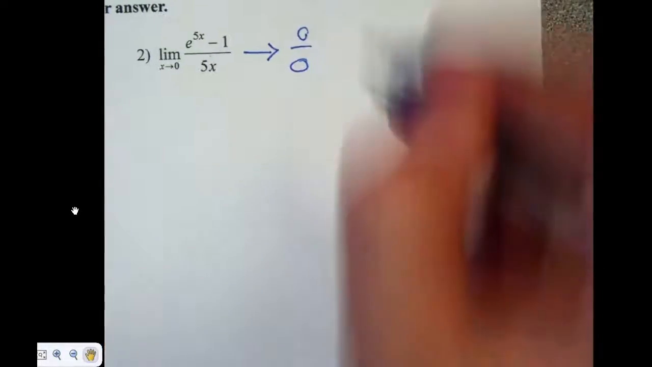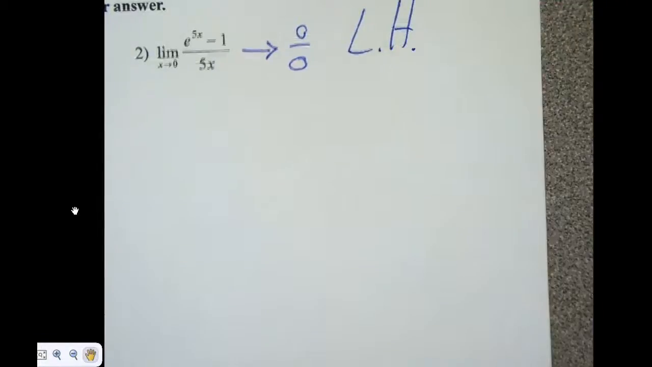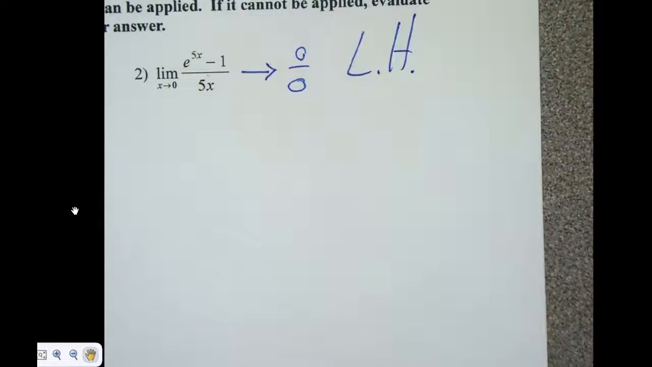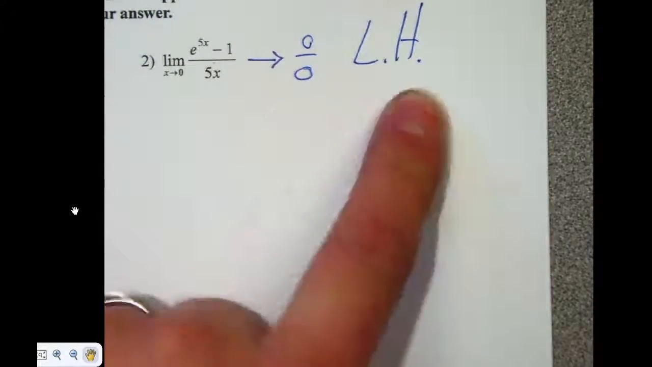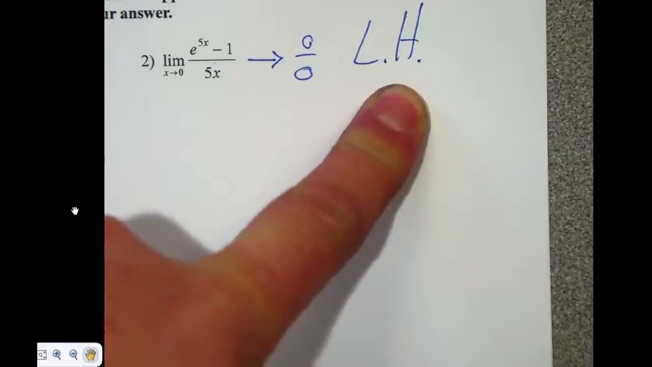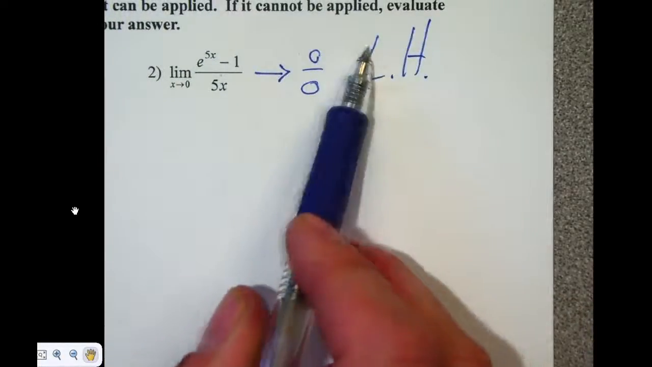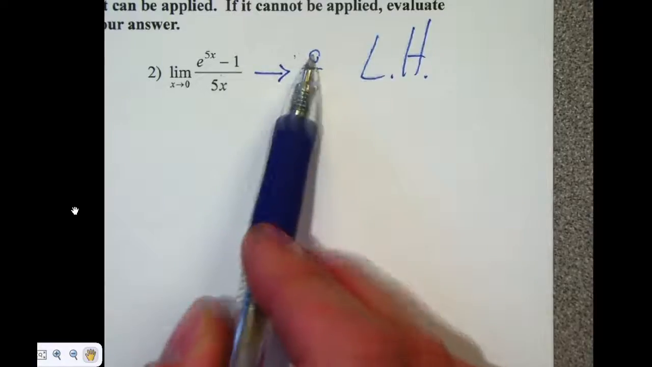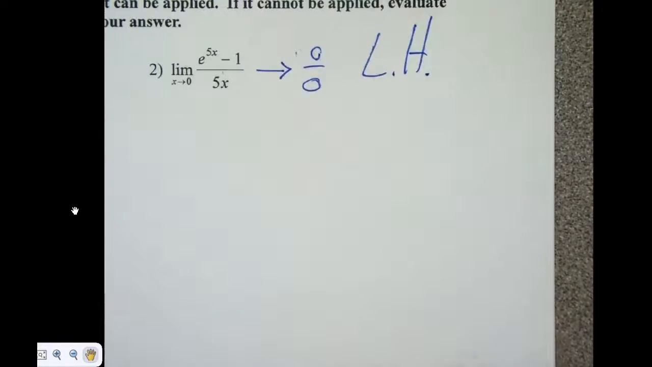When it gives us 0 over 0, we know we're supposed to use L'Hopital's rule, so we write an LH there to let the people grading the test know that we got 0 over 0 when I plugged in, and I'm going to use L'Hopital's rule here. If you don't write this, you're missing points. So you've got to show them. And this could be infinity over infinity too, depending on what form. But you're going, okay, 0 over 0, L'Hopital's rule.